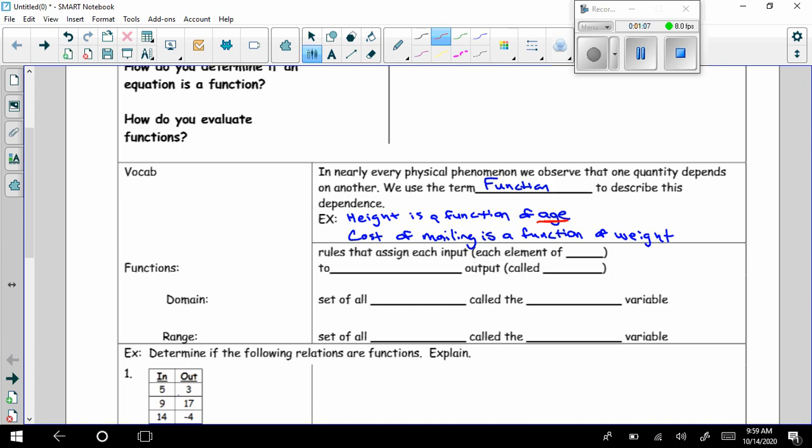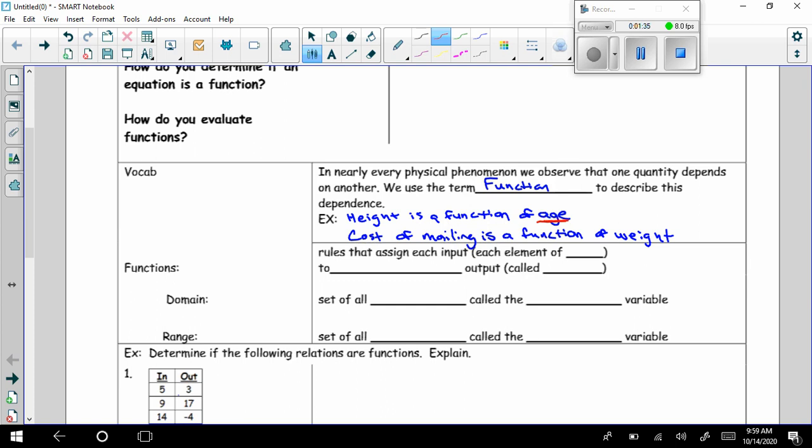Now, at a certain age, you would reach your top height, as it were, and then often you hit another age and you start to lose bone density and you begin to actually go backwards. So that function graphed over time would look fairly interesting, but your height is dependent upon your age.